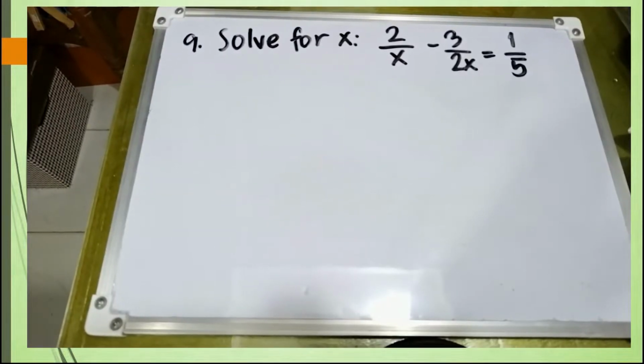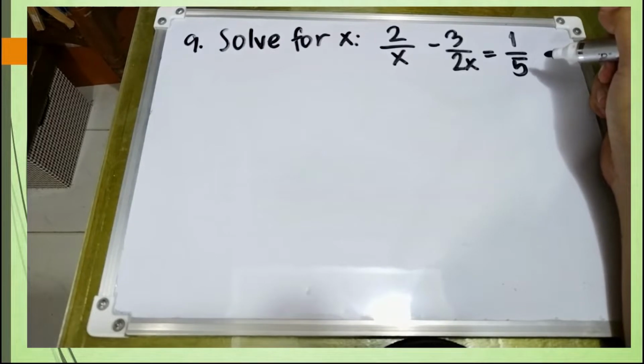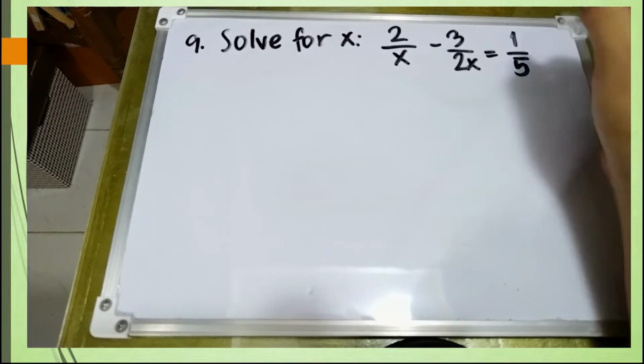Let's now proceed to number 9. Solve for x. 2 over x minus 3 over 2x is equal to 1 over 5. So, we shall now find the least common denominator of this equation.